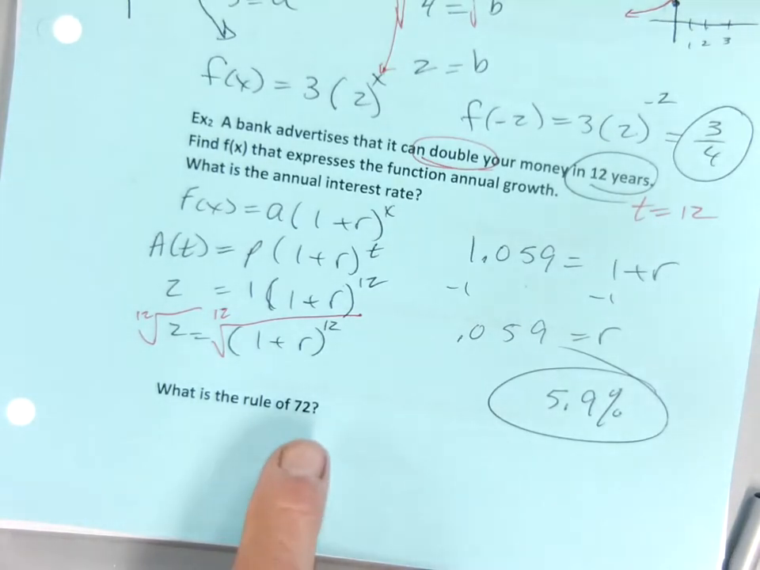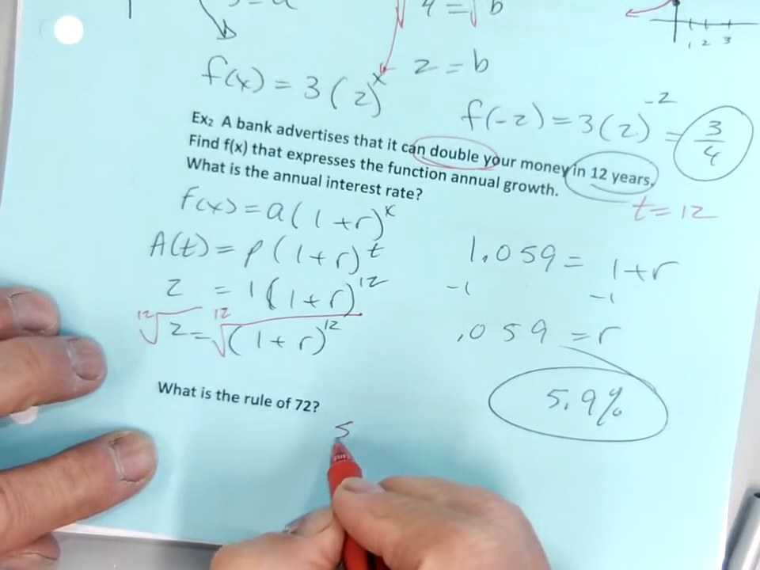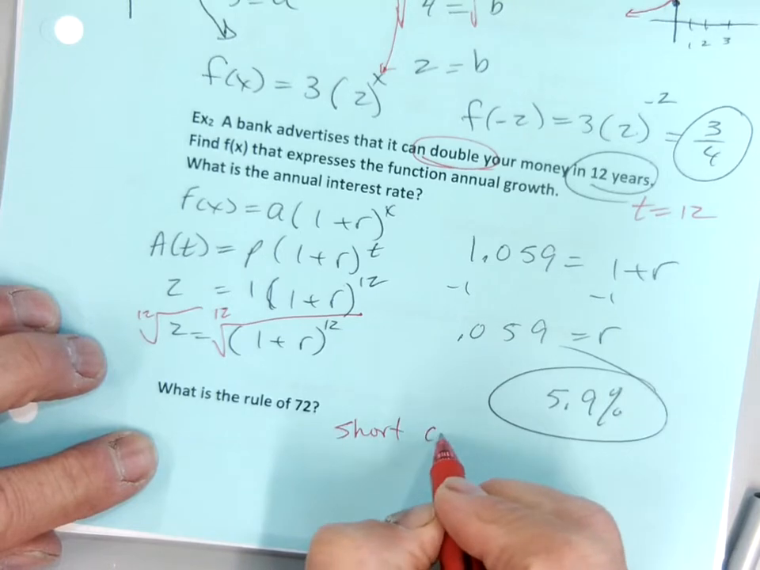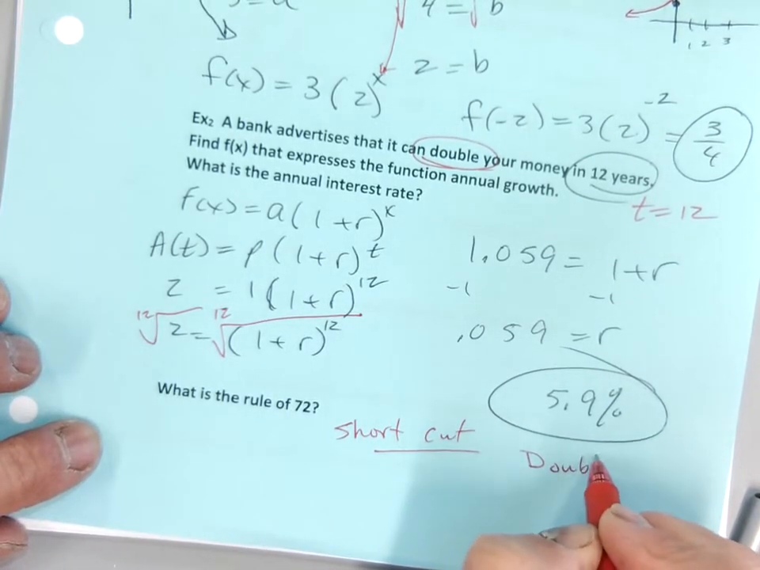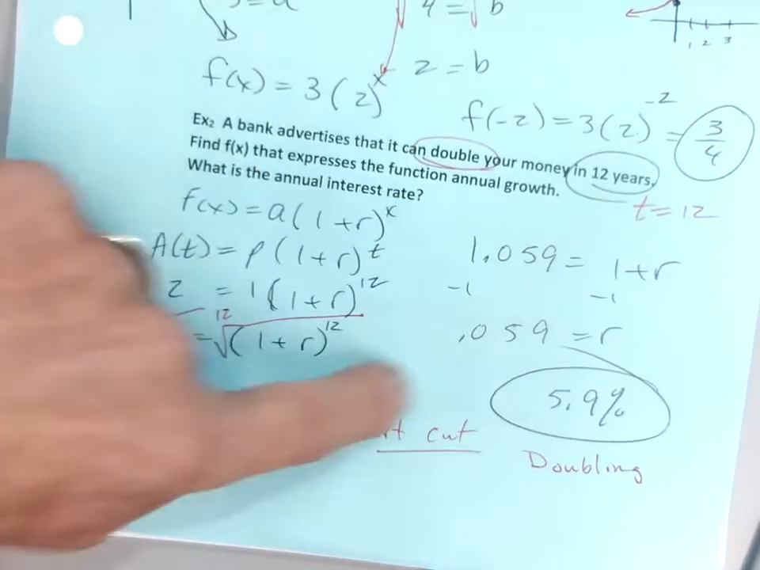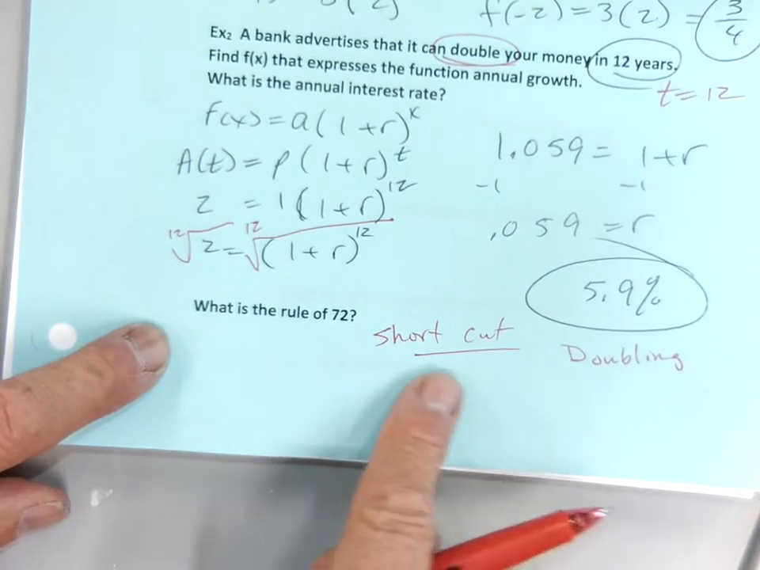Okay, now, what is the rule of 72? Well, it's a banking rule, and it's a shortcut. This is just a shortcut. If you want to double, it only works for doubling. So we can do this problem faster with a banking rule. So the banking rule is a shortcut.